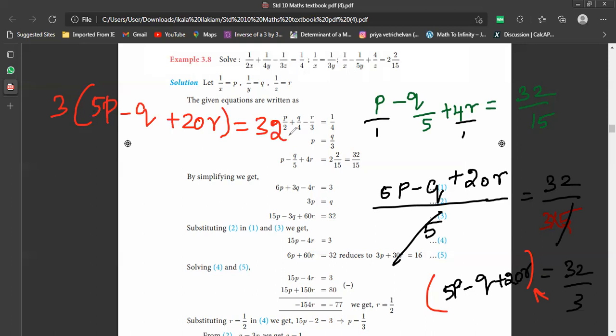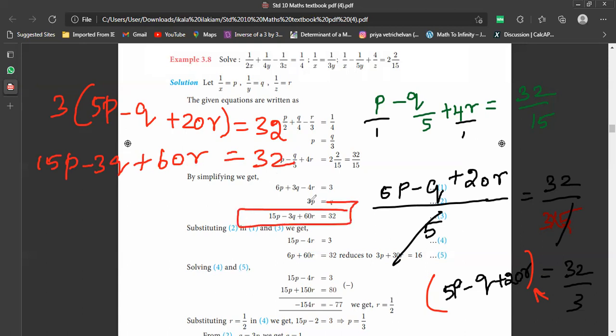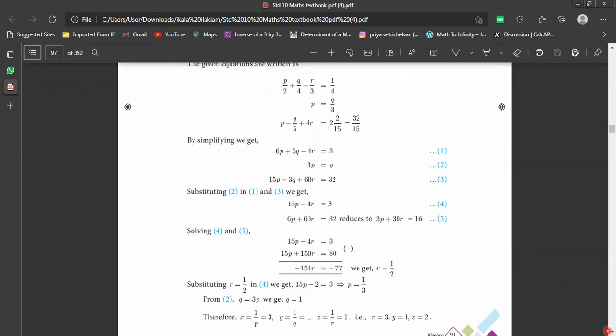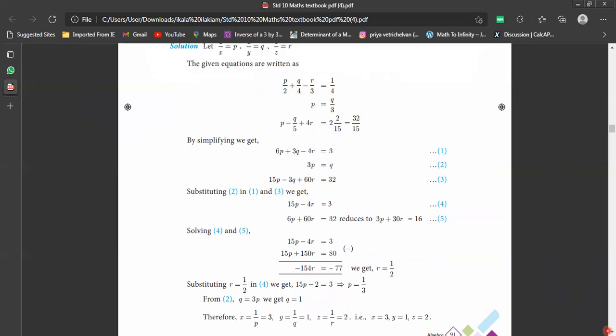So far clear? Yeah. All right. So it will become 15P minus 3Q plus 60R is equal to 32. So that is going to be our equation 3. Shall I clear the screen? Yeah. Okay. So we do have all these 3 equations now. Let's use the elimination method for finding the value of P, Q and R.